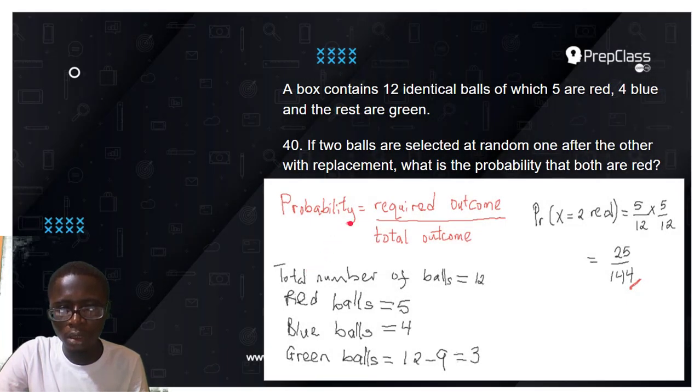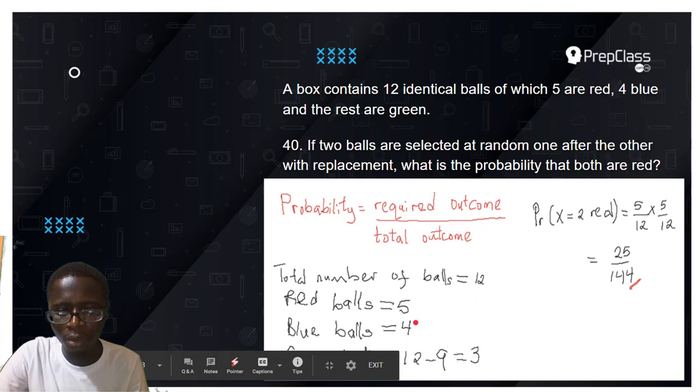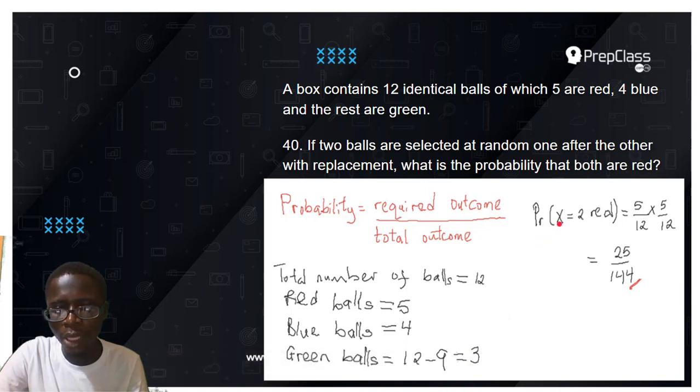Now, remember, probability, as we said earlier, is required outcome all over total outcome. We know that our total balls 12, red balls 5, blue balls 4, giving us green to be 12 minus 9, which is a summation of 5 and 4, and that will result in the number of green balls being 3. So the probability of picking 2 balls one after another with replacement, such that when you remove one ball, you return it and still remove it again. So we want to find out in either situation, red balls are coming out, 2 red balls.